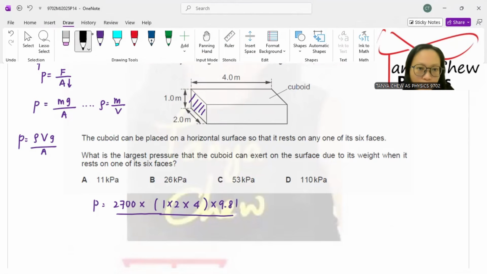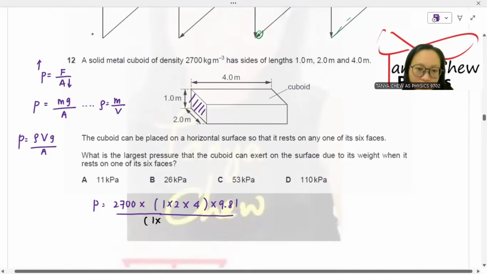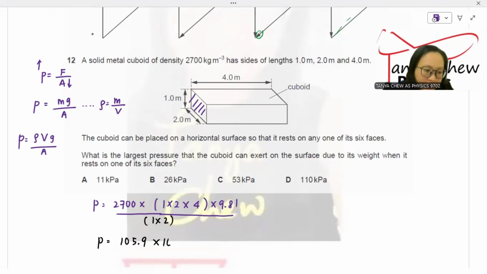And then over the smallest surface area. Smallest surface area is 1 times 2. So I multiply everything. I got 105.9 times 10 to the power of 3 Pascal. So that is why I round it off to 110 kilopascal. D is the answer.